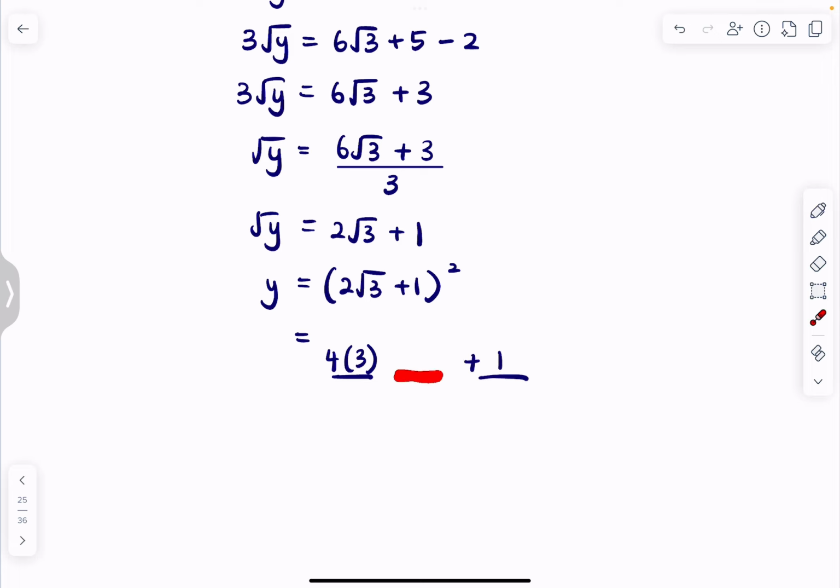And the middle term here is a special one. You need to do 2 times this times this. So 2 times this is 4 surd 3. 4 surd 3 times 1 is just 4 surd 3.